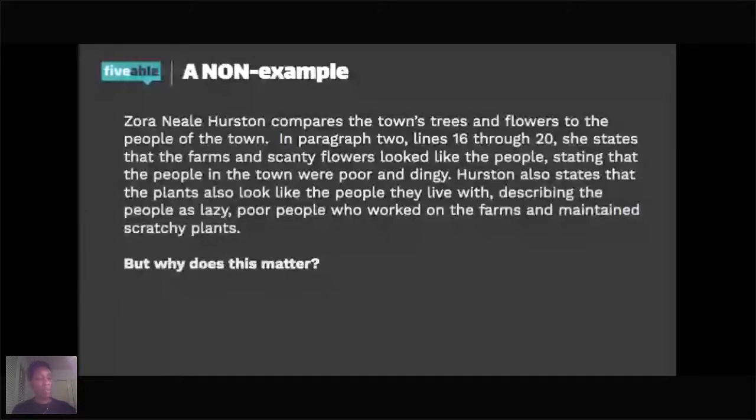Sometimes I write that on paper. So what? And my students are like, that's rude. And it is academically rude. I'll take that. But you have to answer so what. You have to tell me why this matters. Why is this metaphor being used? Why is she comparing people to flowers? And why are they both scanty?